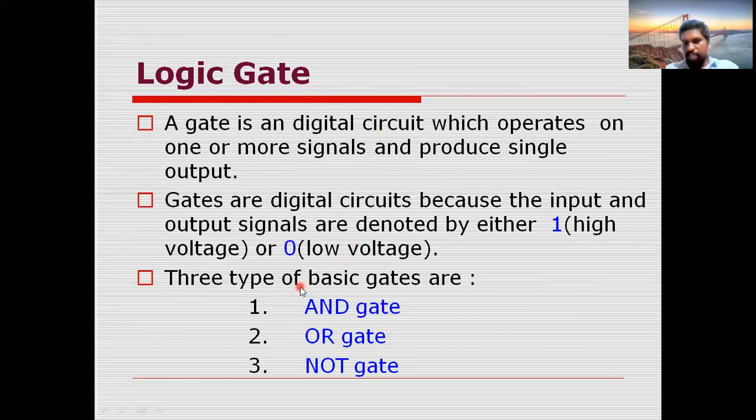As we are having 3 basic operations like AND, OR, NOT, each and every operation is executed by a separate gate. For the AND operation we have the AND gate. For the OR operation we have the OR gate. For the NOT operation we have the NOT gate. So each and every operation is performed by its own separate gate.